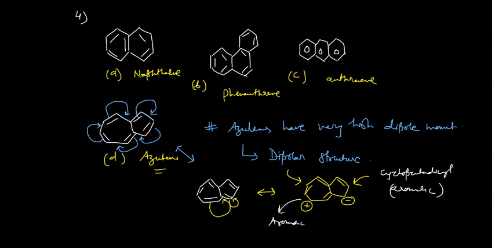Why? Because it is the tropylium carbocation, and you know that the tropylium carbocation is one of the most stable carbocations. So in this dipolar structure, both the 7-membered ring and the 5-membered ring are aromatic in nature, and this dipolar structure, that means the positive and the negative end, gives a very high dipole moment to the azulenes. Not only this particular azulene, you may have various kinds of azulene.